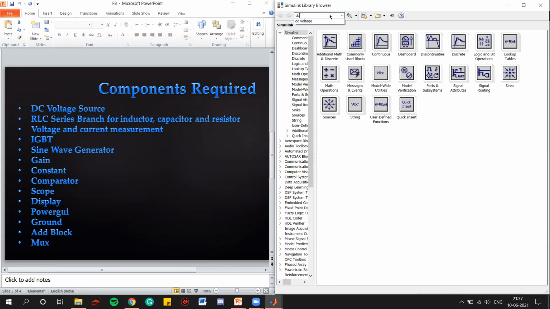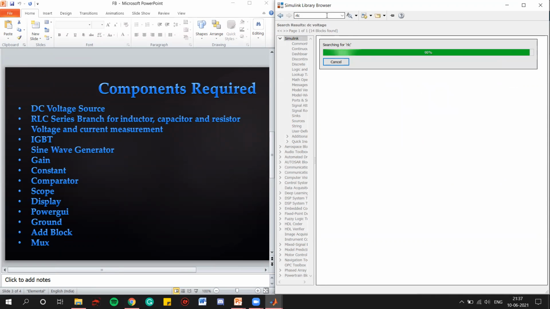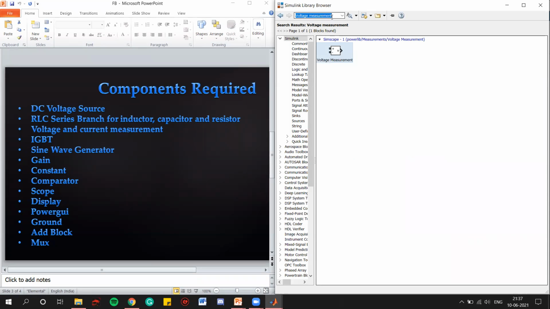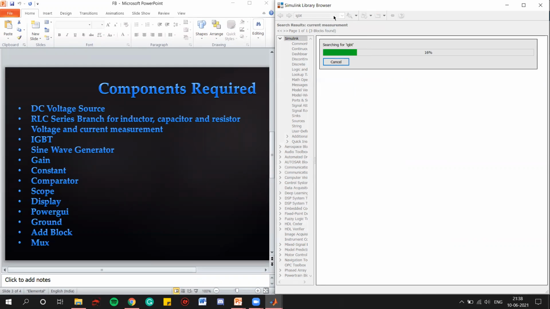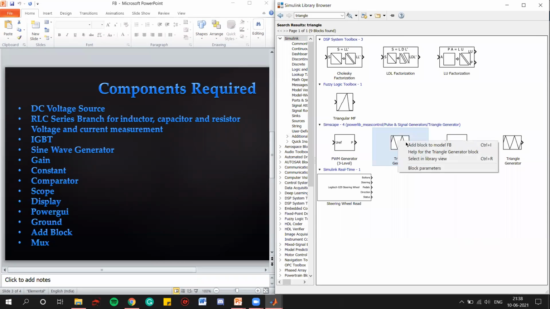So first we will require a DC voltage. Take this black one, DC voltage source. Then we will be taking RLC series branch. Then voltage measurement. Current measurement. Then IGBT. Take this one. Then triangular wave generator. Take this.